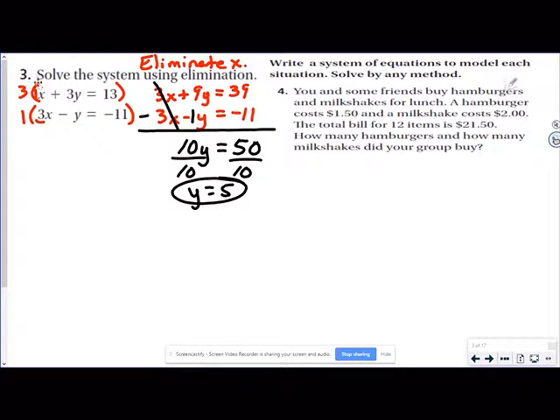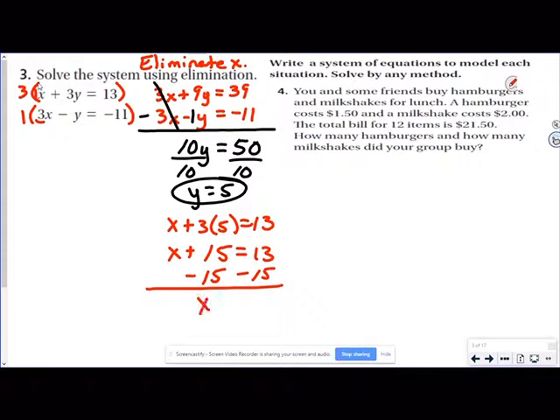Now, from there, I want to find my x. You're going to plug the 5 in for y in either one of the equations. It doesn't matter. Take the top one. x plus 3 times 5 equals 13. 3 times 5 is 15. So x plus 15 equals 13. We subtract 15 from both sides and get x equal to negative 2. I need to be able to write this in coordinate form now. So my final answer is negative 2, positive 5.